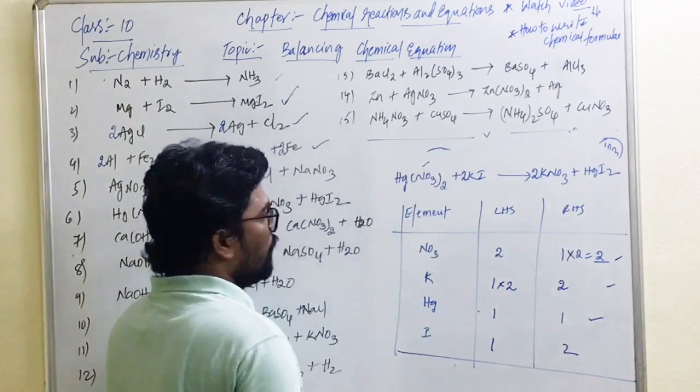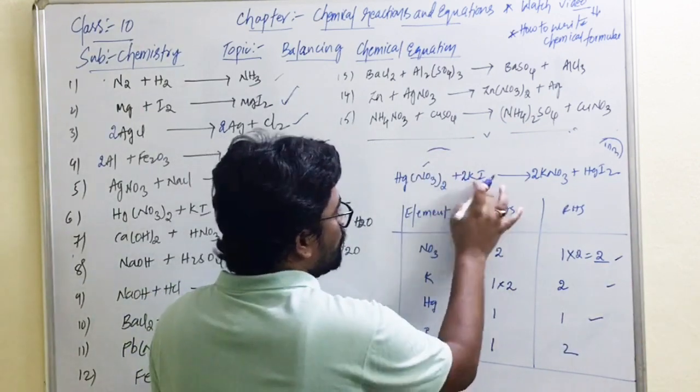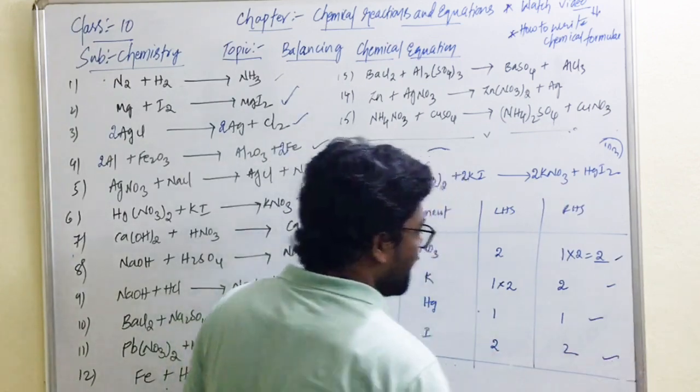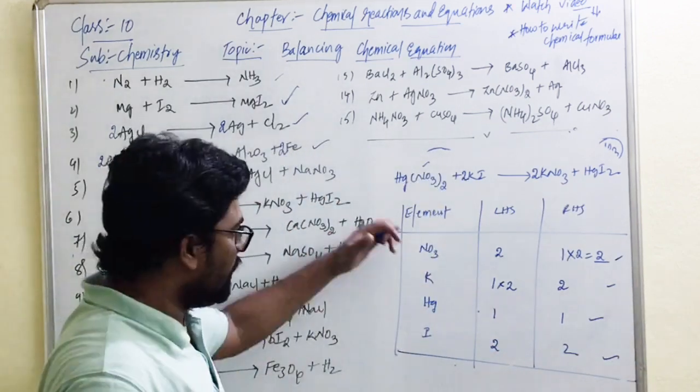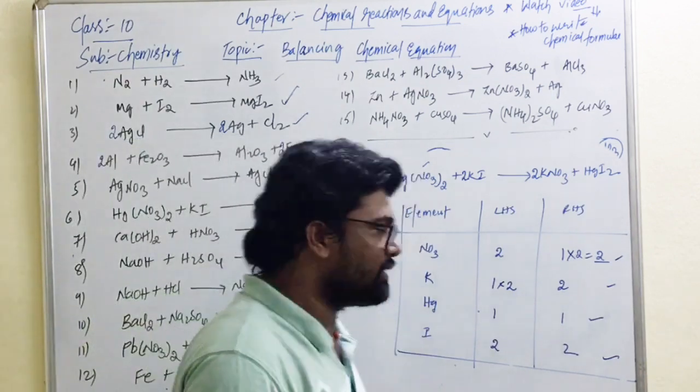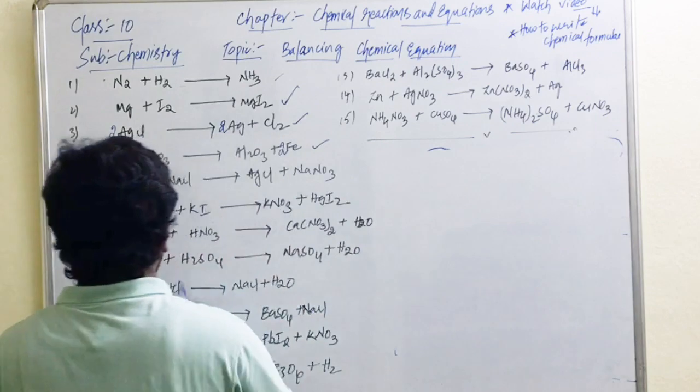balanced. Okay, now iodine: 2 on the left hand side, 2 on the right hand side, it's balanced. Is it clear? So one by one we need to check it so that the number of atoms becomes equal on both the sides. Okay, now next example.